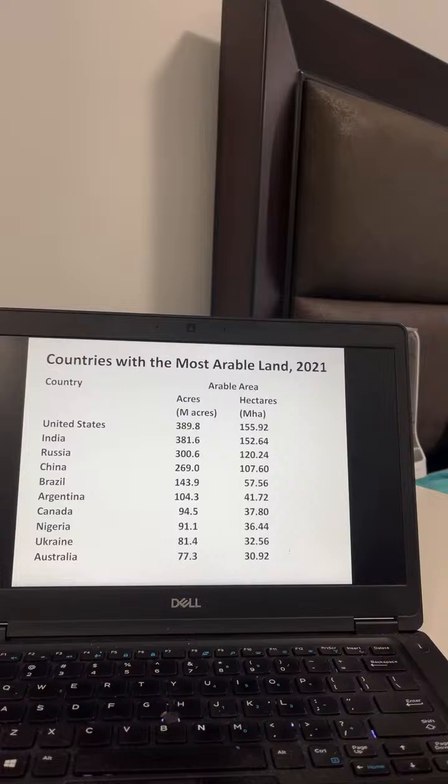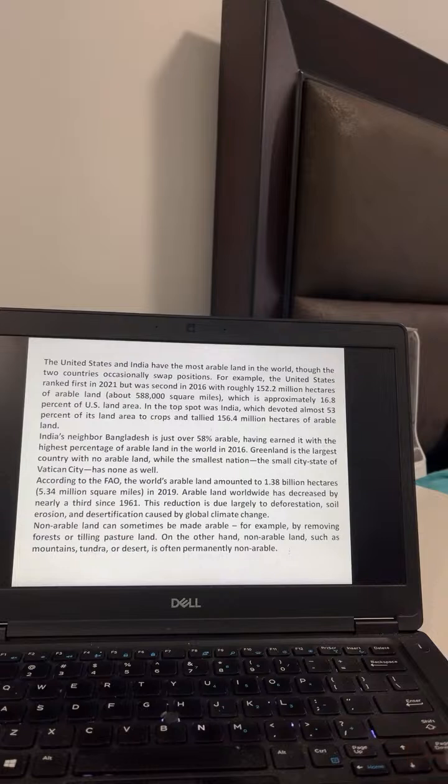Canada, 37.8 million hectares. Nigeria, 36.4 million hectares. Ukraine, 32.56 million hectares. Australia, 30.92 million hectares. The United States and India have the most arable land in the world, though the two countries occasionally swap positions.